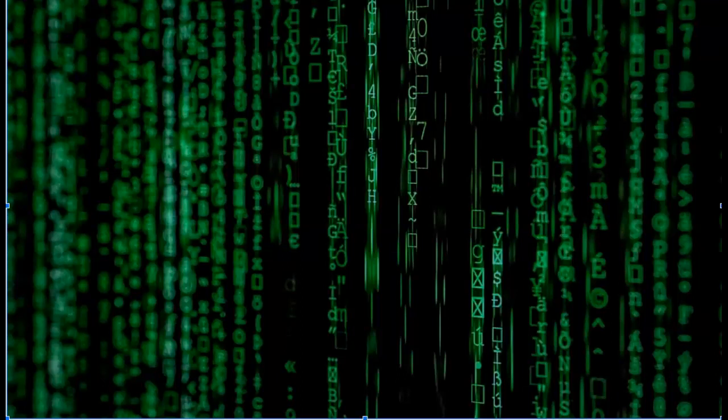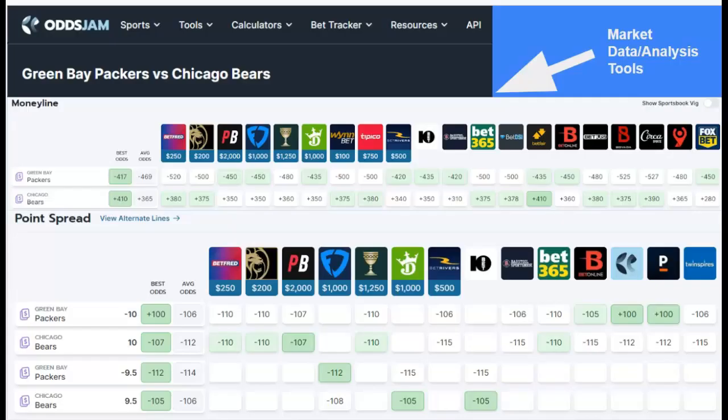We'll talk more about the definition of how they do it in a second. All right, guys, here we go to a page, just taking a look at the OddsJam layout and presentation. And basically, this is all market data analysis tools that you can use to help you identify where you want to be in a particular wager.